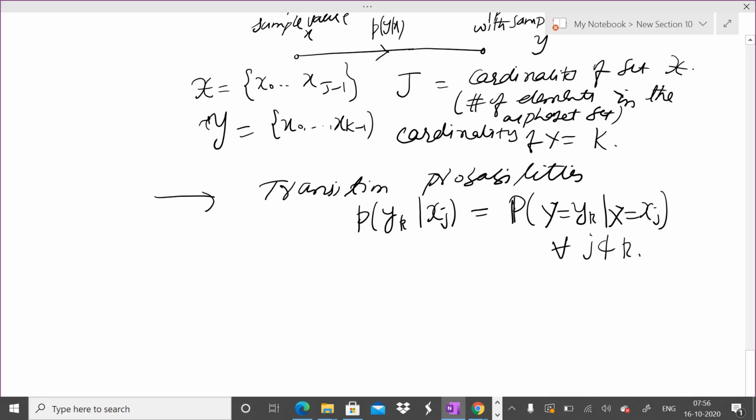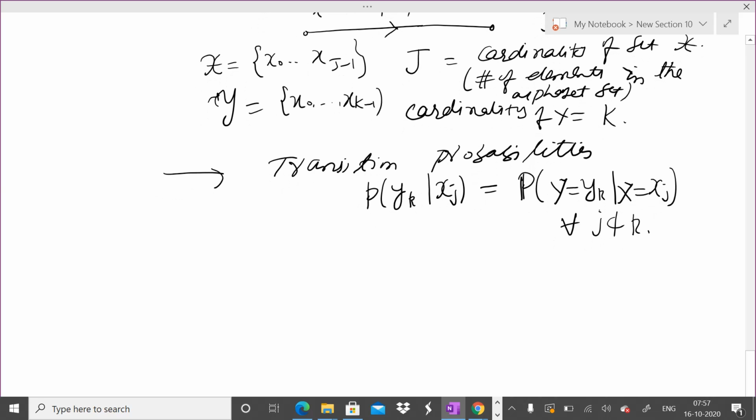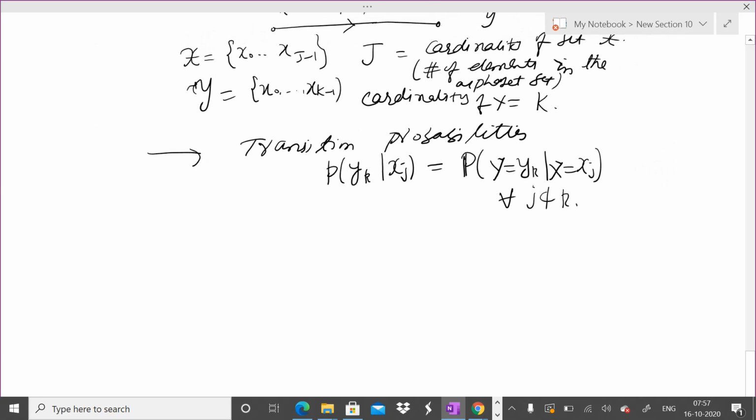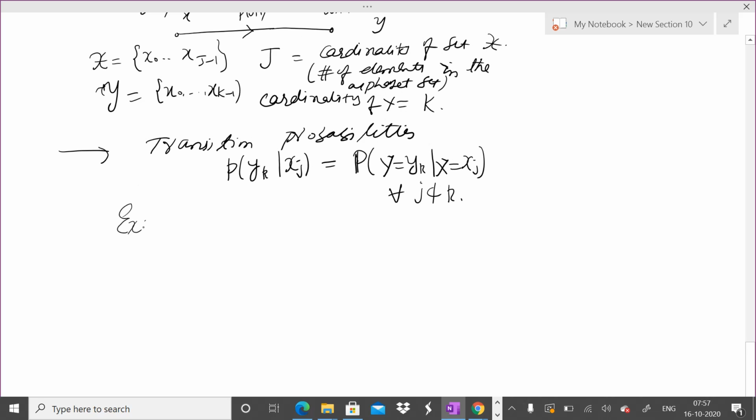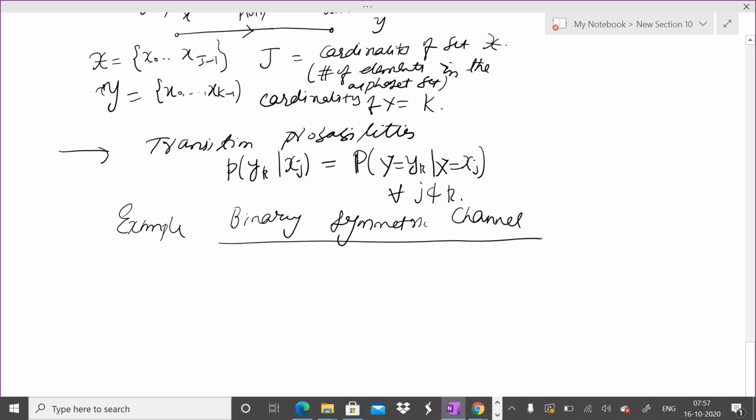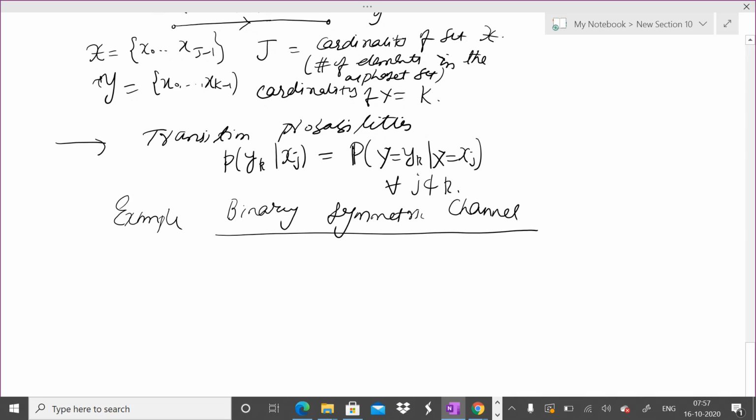Let me give a very simple example before I generalize things. This is example 5. This is your homework also. Homework in the sense you have to study it and try to solve it yourself, but I will just give the example. It's called a binary symmetric channel. It is a very simple channel, but at the same time one of the best models for most communication system channels.